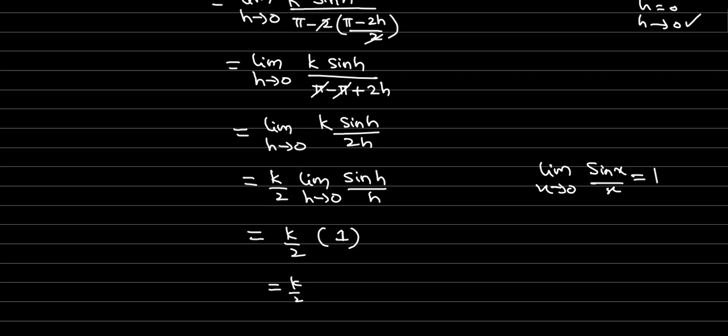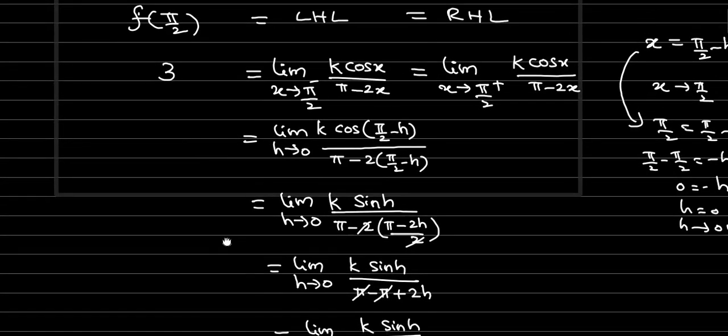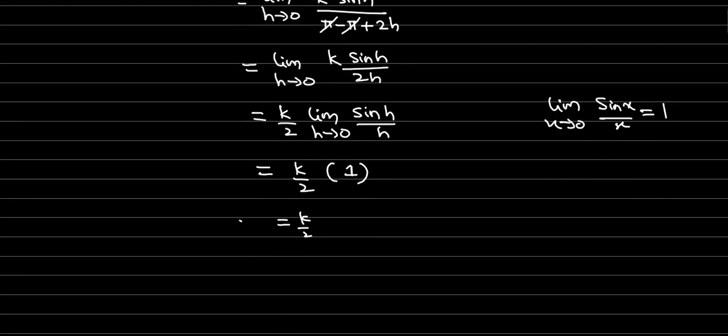And here on the left hand side, what we had? 3 we had. So 3 equal to k by 2. Now simplifying this, what will we get? Taking 2 to the other side, 3 into 2 equal to k. So what is the k value? k takes the value 6.